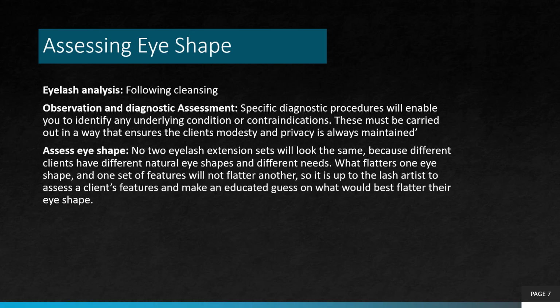When it comes to assessing eye shape, it's important to remember that no two sets of eyelash extensions will look the same. This is because each client has a unique natural eye shape and specific needs. What may enhance one person's eye shape and facial features might not have the same effect on another, and therefore it's your responsibility to carefully evaluate the client's features and use your professional judgment to determine which style, curl, length and thickness will be best to flatter the client's eye shape. This personalised approach is key to achieving the most flattering and natural looking results for each individual client.